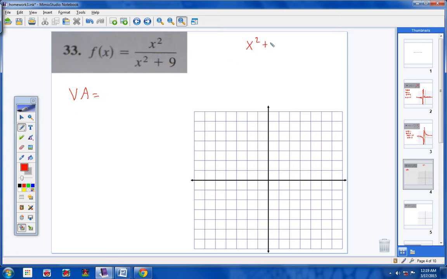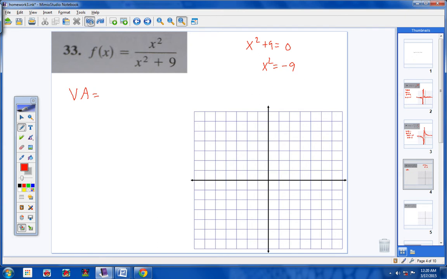x squared plus 9 equals 0. Bring the 9 over and make it negative. Take the square root of both sides, and you get 3i. Because the square root of negative 9, make that positive and put an i, then plus or minus, and the square root of 9 is 3. So there's only imaginary vertical asymptotes. In other words, there are no vertical asymptotes.